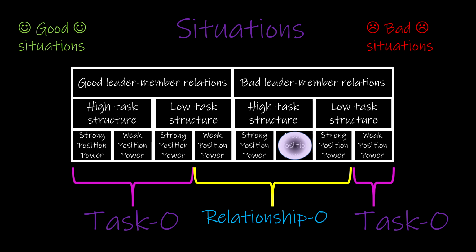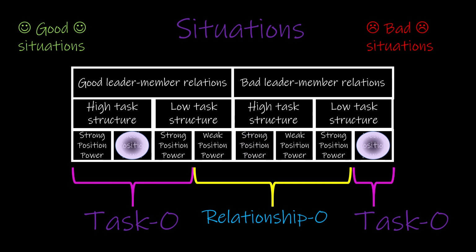So there's a few different things that we could do. We could change from high task structure to low task structure, and that puts the leader over here, which is a task-oriented position. We could change from weak position power to strong position power, which puts the leader in a better situation, but it's still a situation where a relationship-oriented leader is more likely to be successful. Or we can put the leader in a situation where they have good leader-member relations, and that puts them over where they have a good situation and they're more task-oriented.